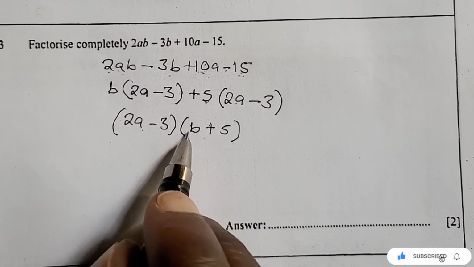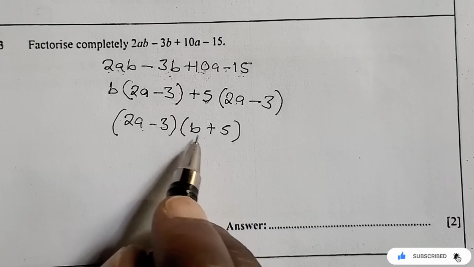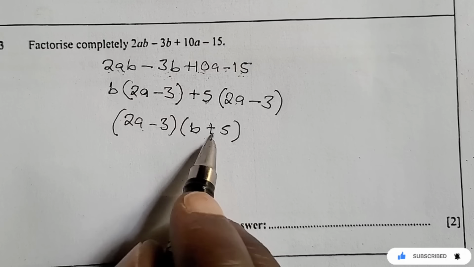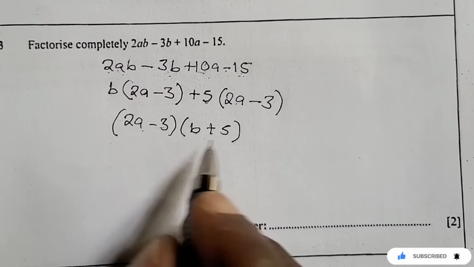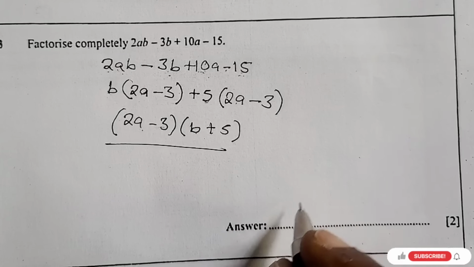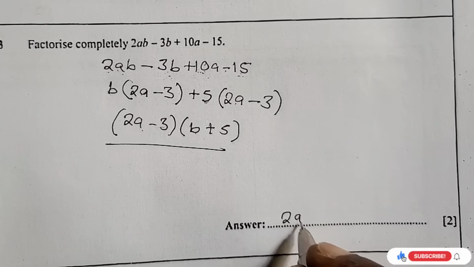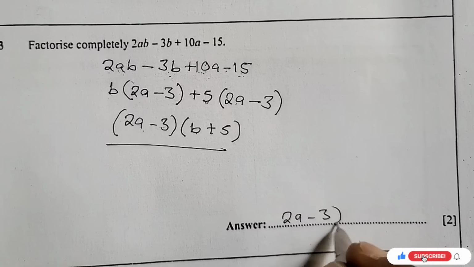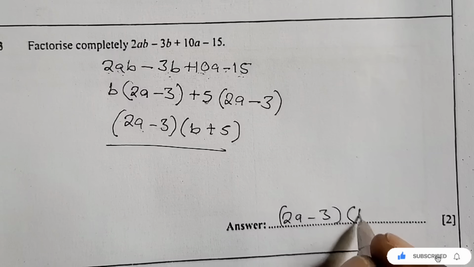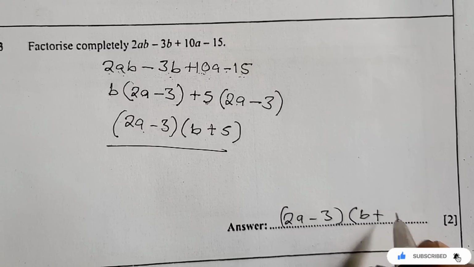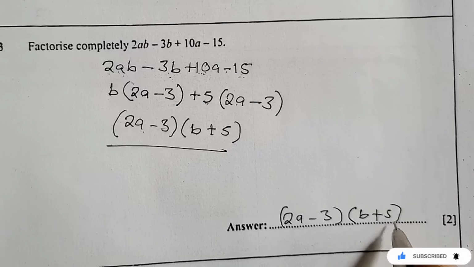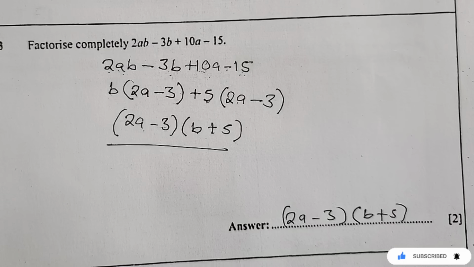So there's no problem. You can start with this and end with this. You can start with b plus 5 in bracket, and then this one. There's no problem. So this is the answer. Let's write it here as 2a minus 3, then b plus 5. That's the answer. So 6 marks into our pocket so far. Let's go to the next question, which is question 4.